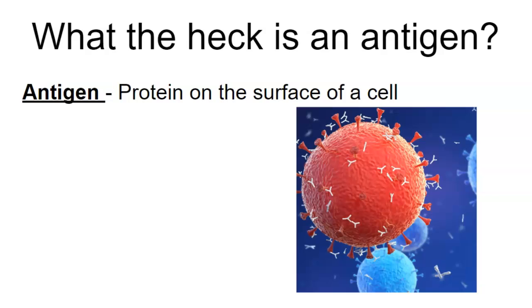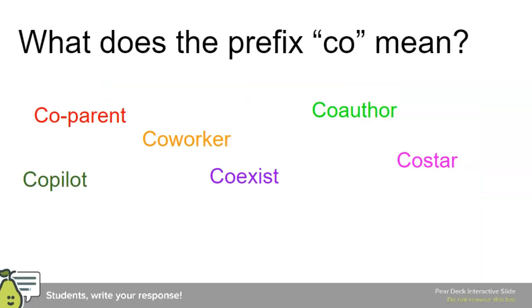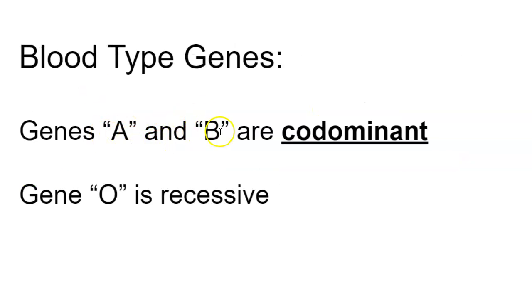The second thing I need to ask you is, what does the prefix co mean? Because we're going to be talking about a word that starts with co, and so we need to figure out what the prefix co means. I have some words here: co-parent, co-worker, coexist, co-author. You might say that co means together or with or both, and that would be true. So in these types of problems, we're going to be talking about two genes that are co-dominant. They're dominant together, or they're both dominant.